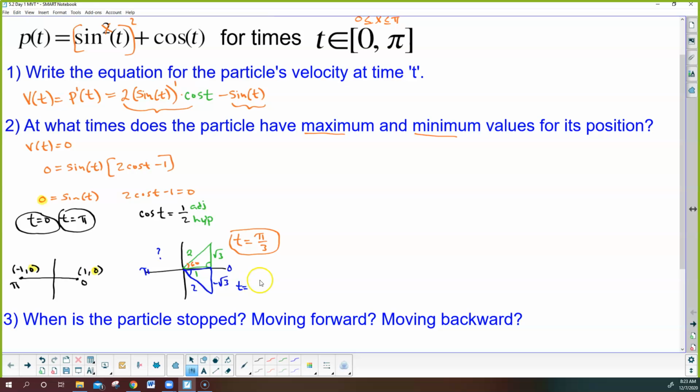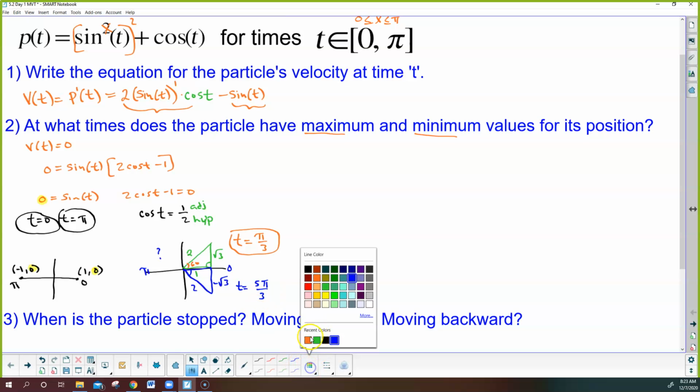This is actually not part of my answer, but if I went all the way around at 2 pi, that would be 5 pi over 3. But I didn't go all the way around. I actually went a third less than that. So I went 5 pi over 3, but 5 pi over 3 is not in the interval from 0 to pi.